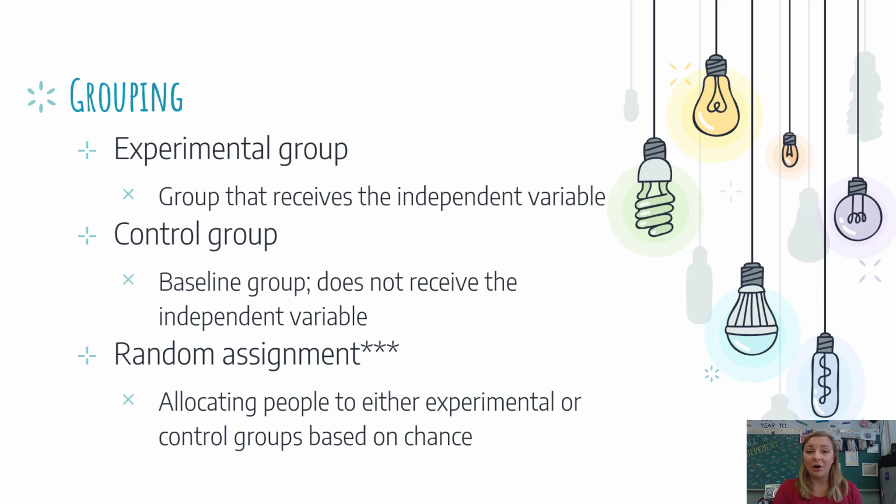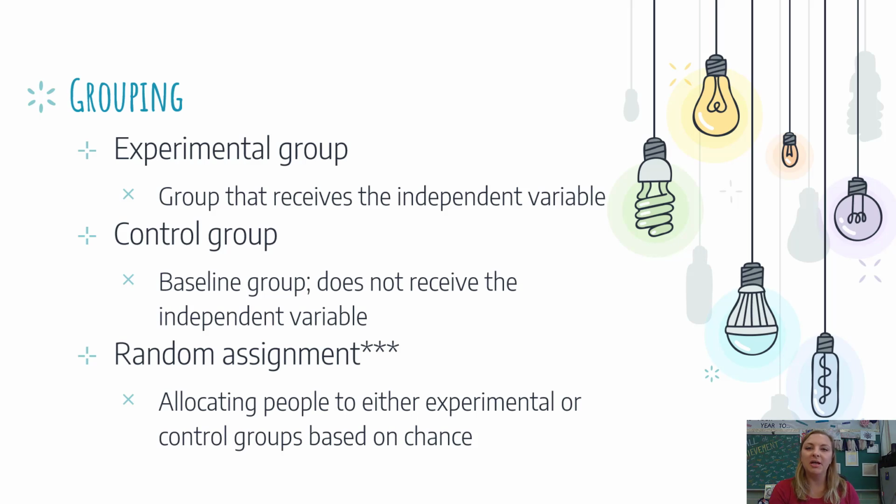After we have gathered our participants for the study, now we need to group our participants into either the experimental group or the control group. So remember, our independent variable is going to be herbal tea, whether or not the person is drinking herbal tea. We now need to put our participants into two different groups. The group that's going to drink the herbal tea and the group that is not going to drink the herbal tea. We call these two groups our experimental group and our control group. Our experimental group is going to be the group that receives the independent variable. So the group that is drinking the herbal tea.